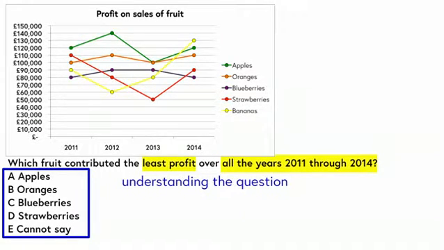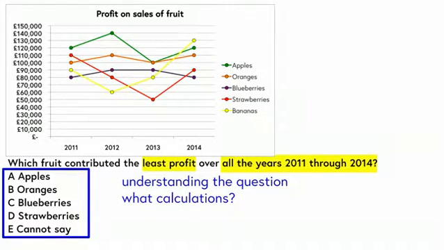The first step would be to read and think about the question carefully to understand what is being asked. You may also wish to look at the possible responses to see if they offer any further information. In this case, you are being asked to select which one of the fruits has contributed the least profit over the 4 years. As already discussed, the points on the graph show the profit for each fruit in each year. So you will need to perform a calculation using the data in the graph to determine which is the fruit with the lowest profit from sales over the 4 years.